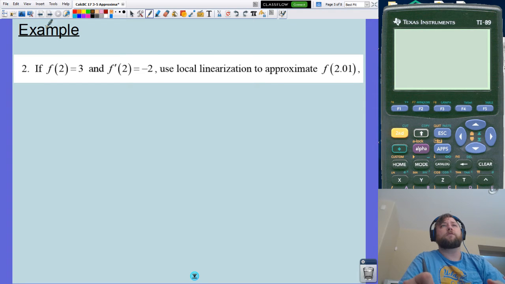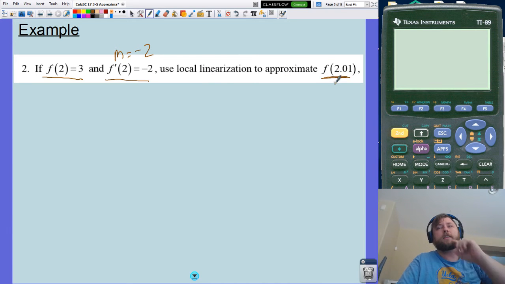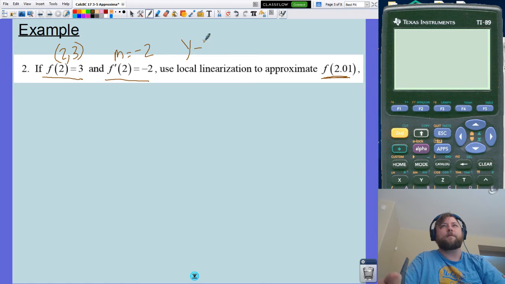And so we can do this other weird thing, a different way to look at this problem. f of 2 equals 3, and f prime of 2 is -2. That means my slope is -2. Use local linearization to approximate f of 2.1. You're like, well, where's the function? You don't need the whole function. We're going to have the equation of this line, and f of 2 equals 3 means I have a point on the line, (2, 3). And I have my slope. So I can write y minus 3 equals -2 times x minus 2.